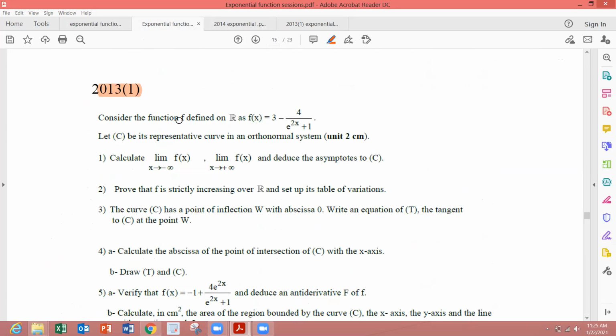We have the function f defined on R by f of x equals 3 minus 4 over e power 2x plus 1. C is its curve, unit is 2 centimeters. The unit is 2 centimeters, meaning every 2 centimeters is 1 unit.